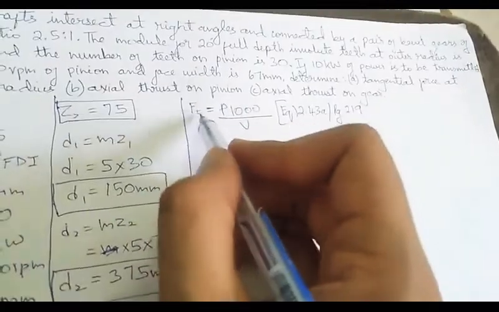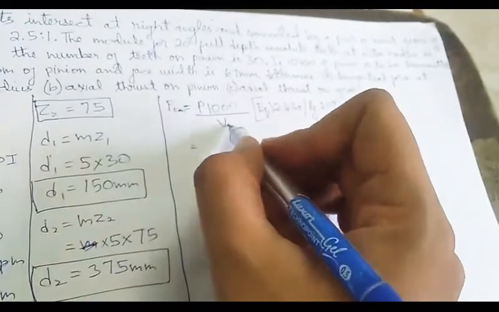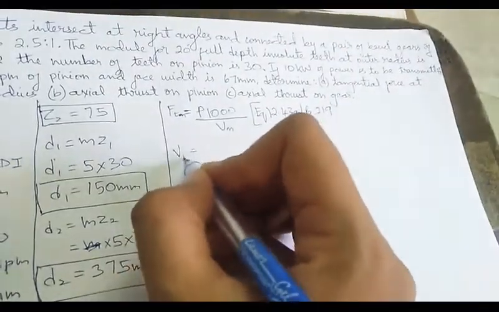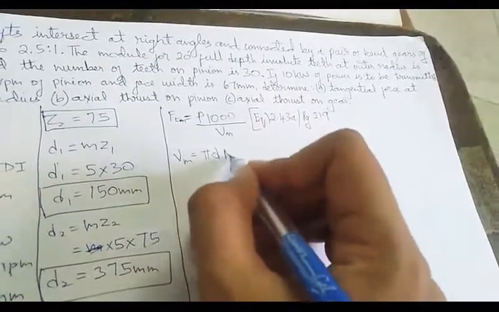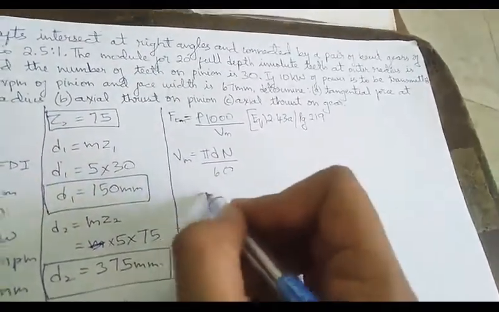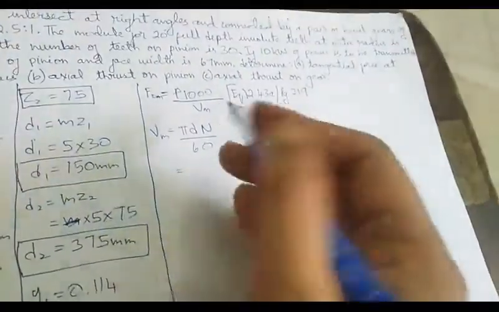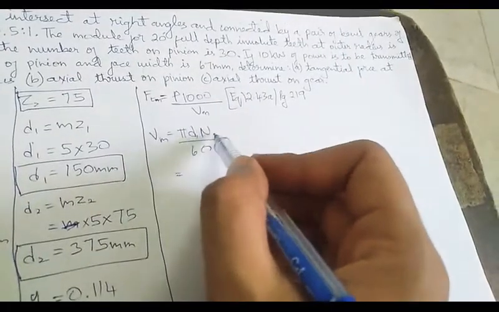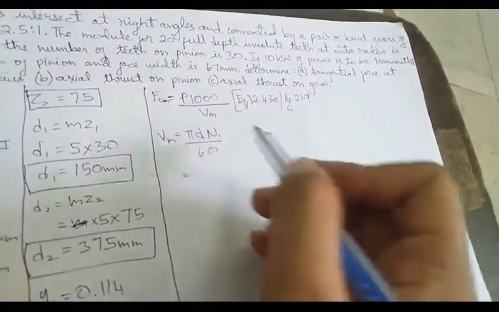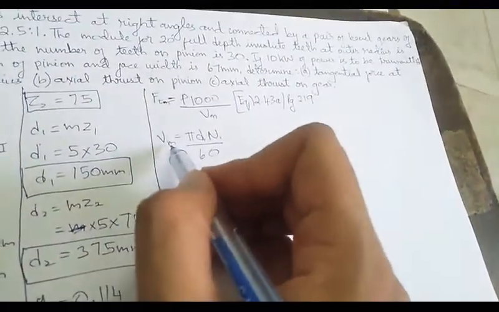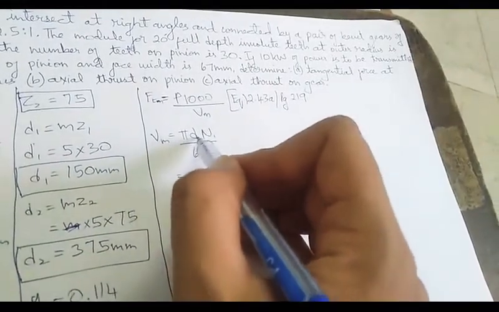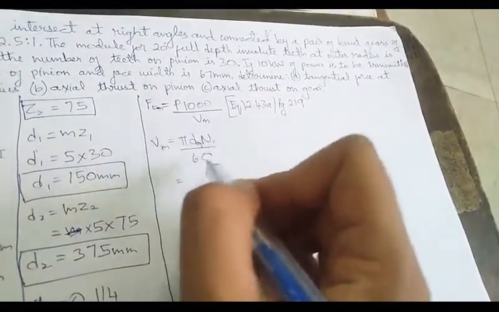So for this Ft, we shall add Ftm, and for Ftm, we will add Vm. For Vm, it is pi d n by 60. Since the design is based on the pinion, we shall take d1 and n1. Since it is mean, we shall take it as dm1 n1 by 60.